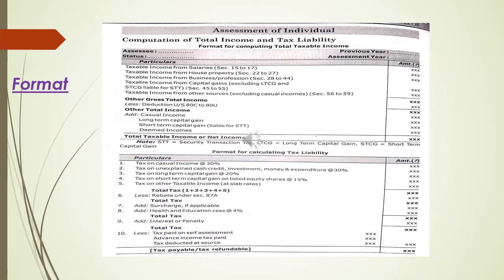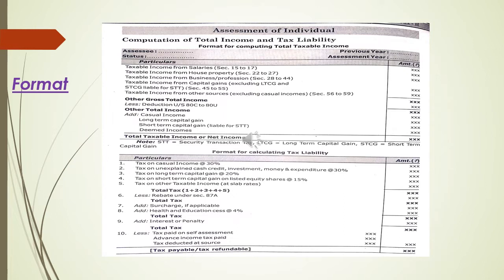We are mainly concerned with assessment of an individual. As we have already understood, there are 5 heads of income. 2 heads we learned in the 5th semester BCom level, and the remaining 3 heads we learned during this semester. So we have to take income from salary, income from house property, taxable income from business and profession, taxable income from capital gains.